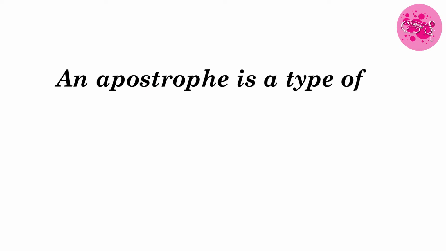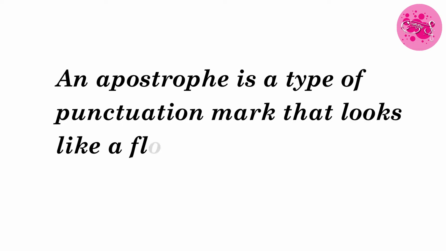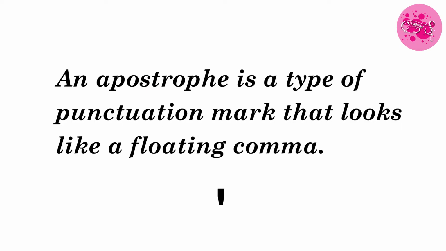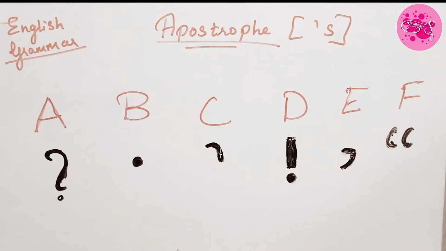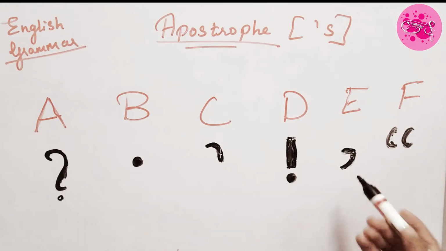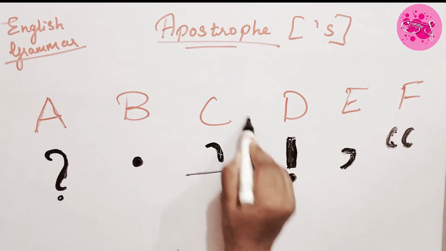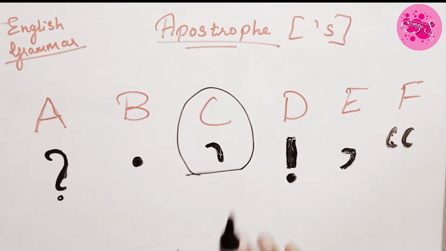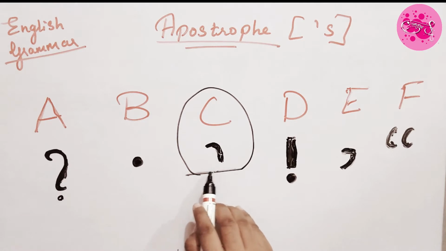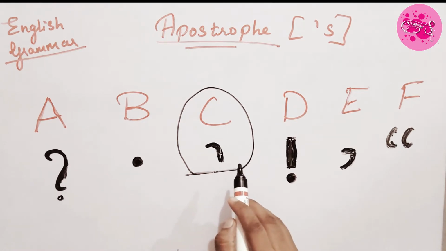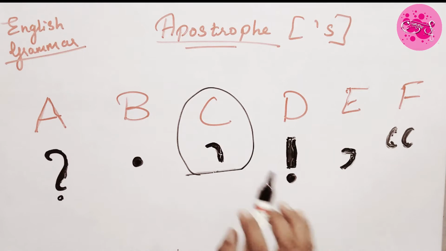An apostrophe is a type of punctuation mark that looks like a floating comma. Children, can you pick out the apostrophe from this picture? Can you spot the apostrophe? Which one is the apostrophe? If you said letter C, then you are exactly right. Now that you know what an apostrophe looks like, let's learn in detail how to use them.